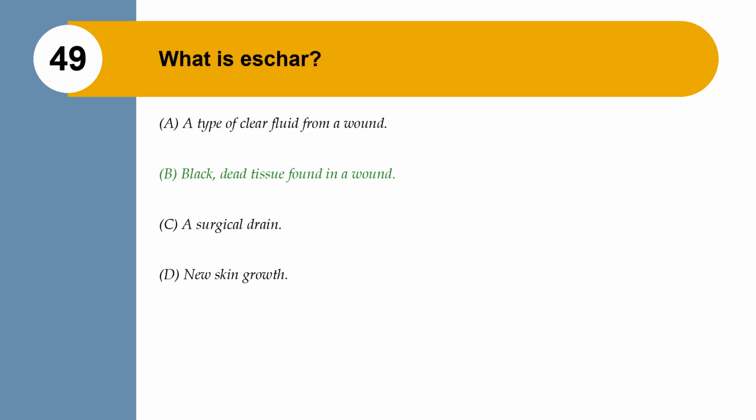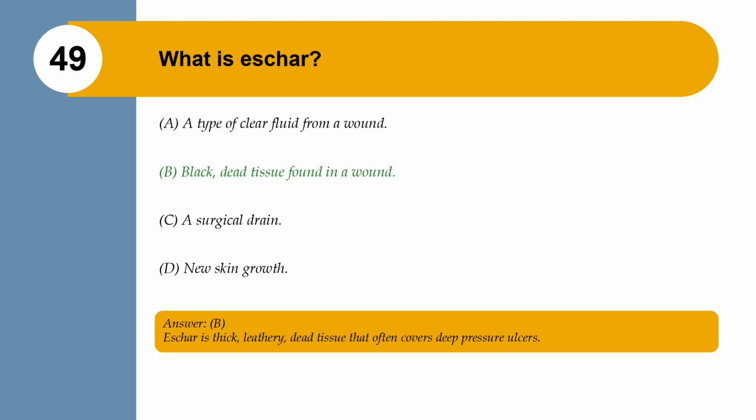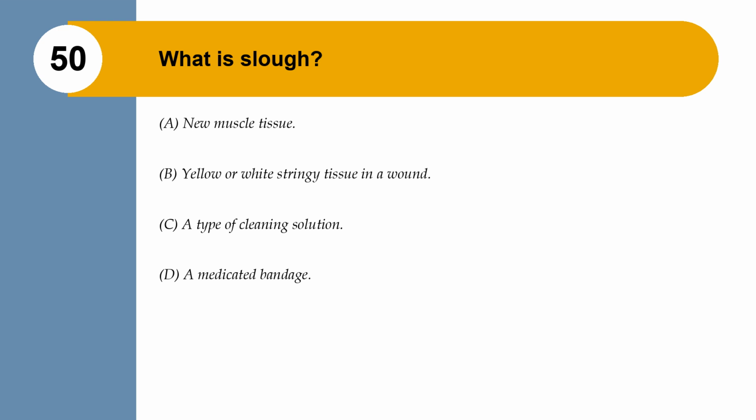The correct answer is option B. Black, dead tissue found in a wound. Explanation. Eschar is thick, leathery, dead tissue that often covers deep pressure ulcers. Question 50. What is slough?